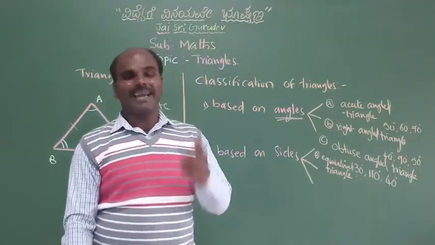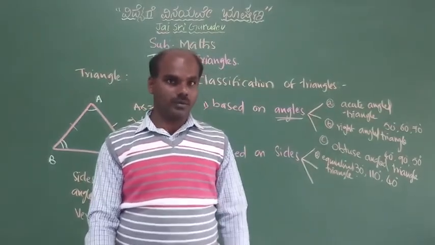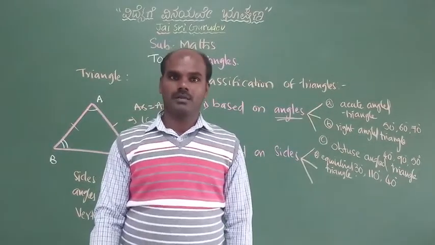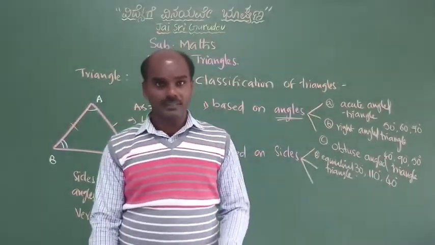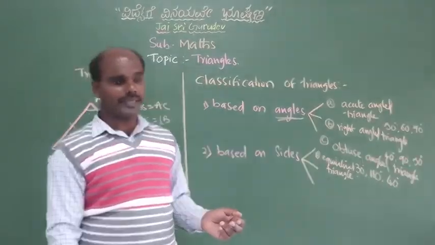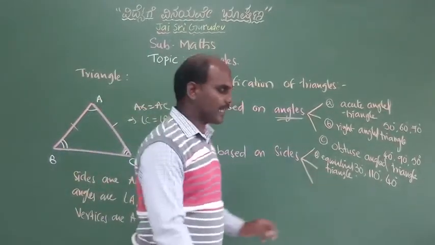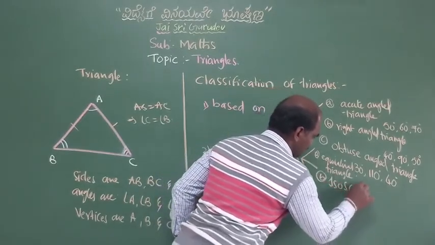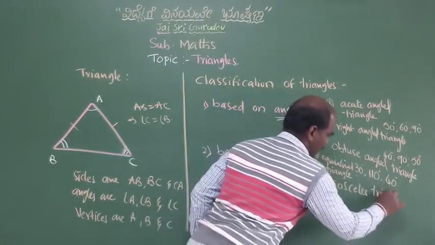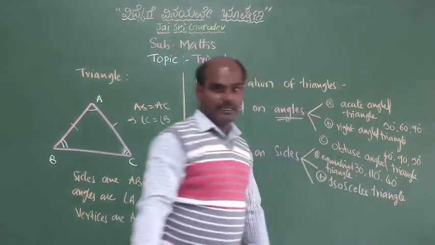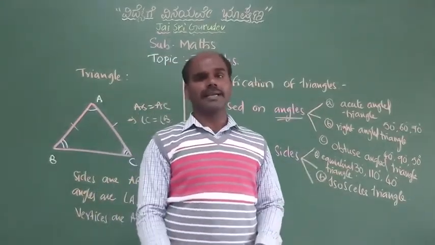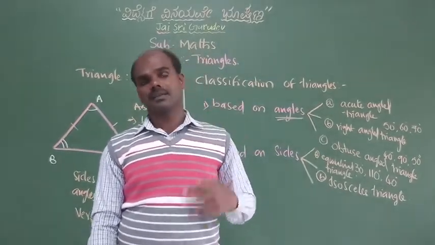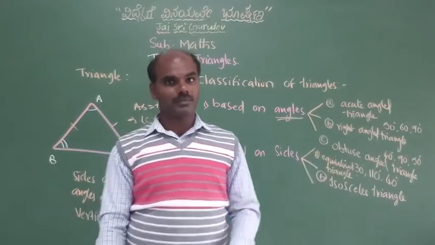Now, in a triangle, any two sides are equal. Only two sides are equal, and the other side will have a different length. Such a triangle is called an isosceles triangle. So that is isosceles. When a triangle has two equal sides, its opposite angles are also equal. Yes, children?